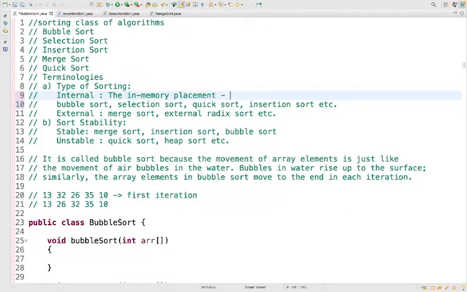But at the same time, apart from quick sort, most of them are a little expensive in computation.